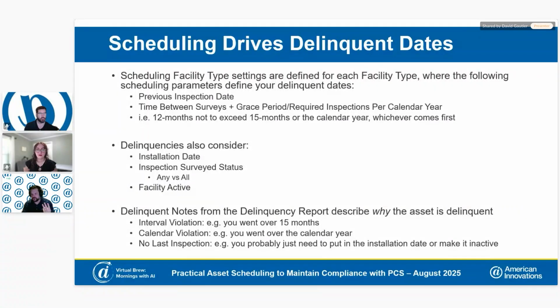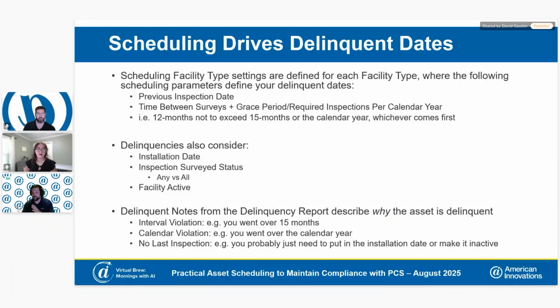There's three kind of classifications for delinquencies that we have. The first one is called an interval violation. It means that you went over your 15 months, right? 12 months not to exceed 15 months. If you go to that 16th month and take an inspection, then you were out of compliance for a month. Calendar violation means you went over the calendar year, right? You have to have one inspection per year. So if you don't take it in a year, then that's a calendar violation.